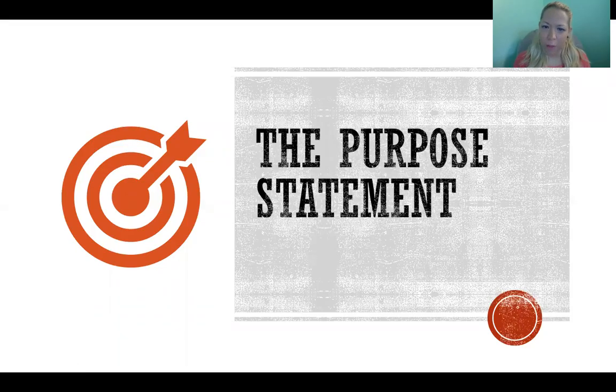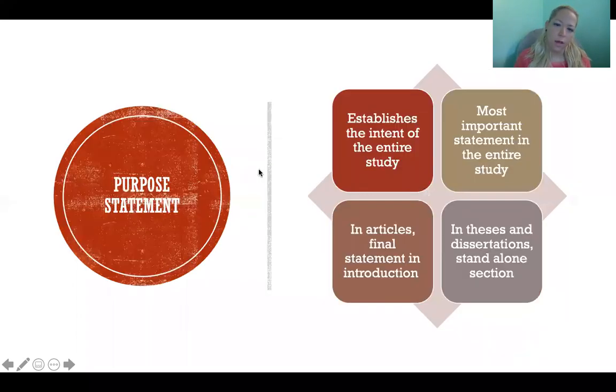Hello, in this video, I'm going to talk about the purpose statement. This is the purpose statement that you would include in your introduction for a research proposal or for your final manuscript after you've conducted a study. So the purpose statement establishes the intent of the entire study.